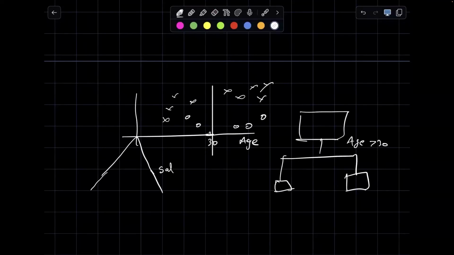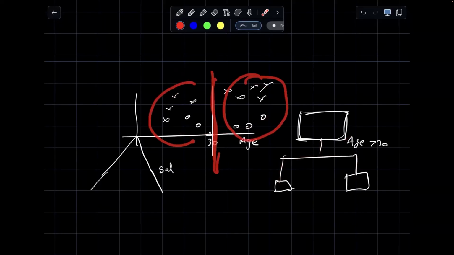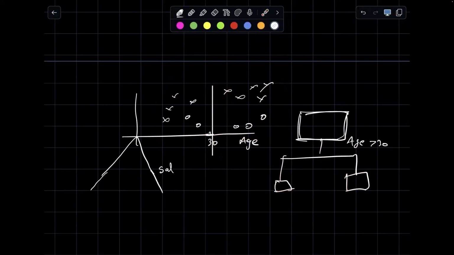No. Why? It is correct on the Age greater. I have the entire data initially, which is this entire data. Now I am splitting it into two parts based on this condition. So it got split into two parts. Greater than 30 is this, less than 30 is this. It's correct. Okay.